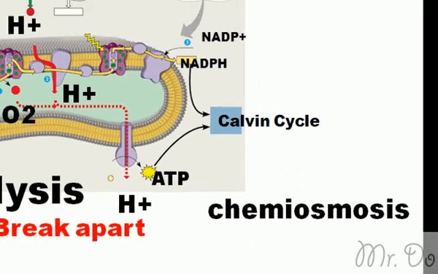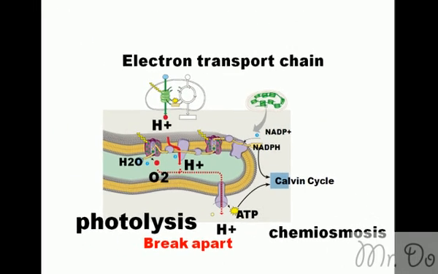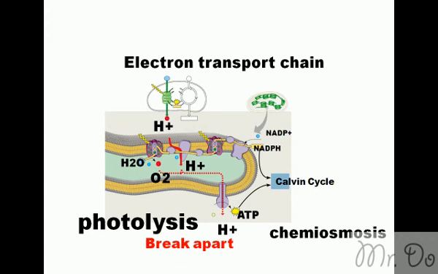Now this whole thing that's happening inside the thylakoid, where the electron is flowing and the production of ATP and NADPH, this is called the electron transport chain. So the electron transport chain is the location, which is the membrane of the thylakoid. That's where everything is happening, the very first step of photosynthesis.